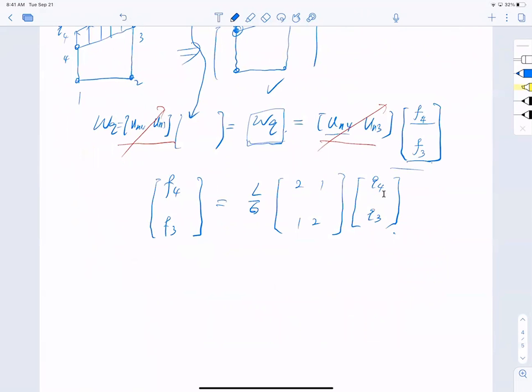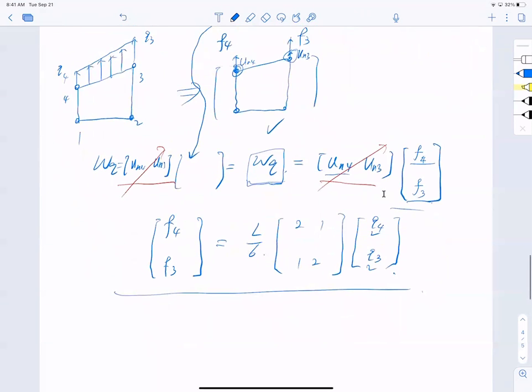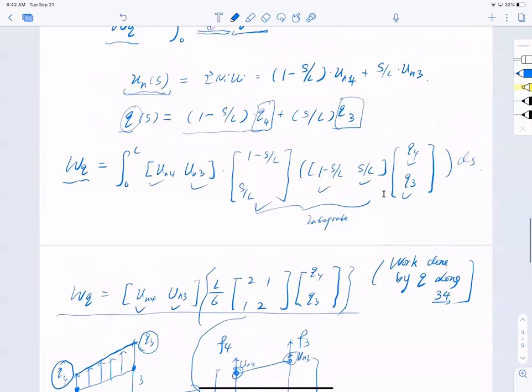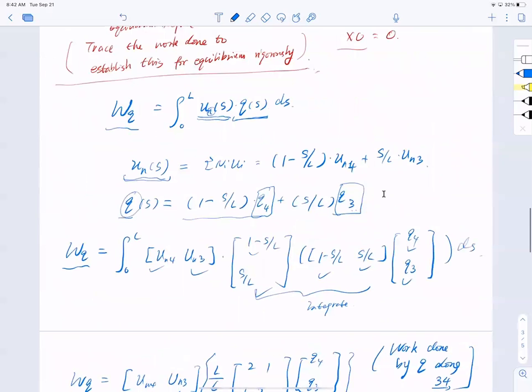Q4 and Q3. So what is Q4, Q3? Q4, Q3 are the distribution of traction at node 4, distribution of traction at node 3. And this is only for a linear distribution. Why is that? Because I use the linear approximation here.